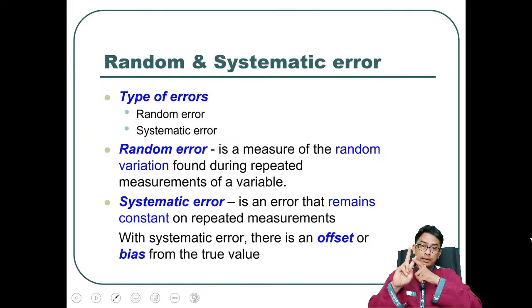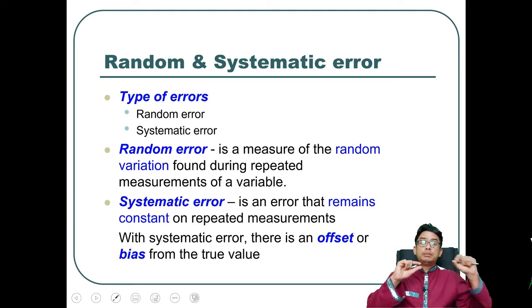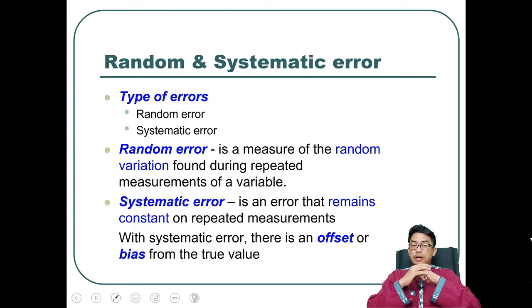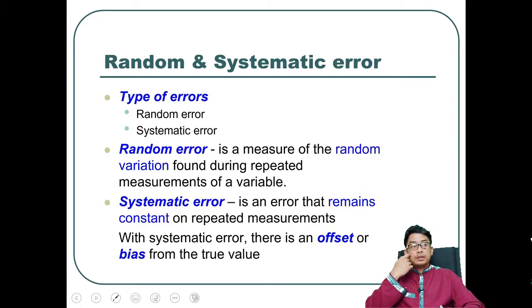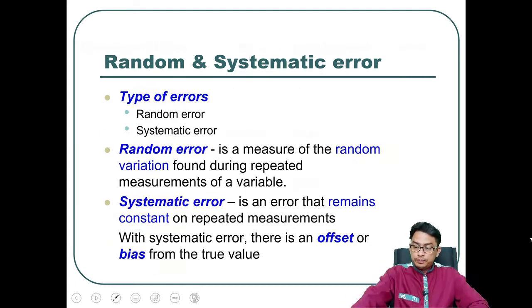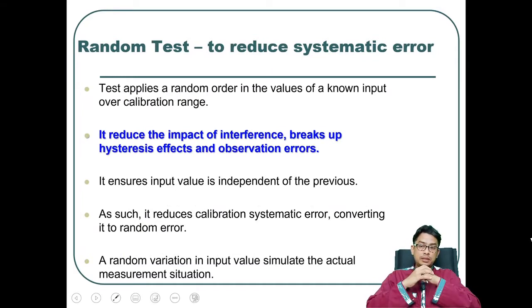We have two kinds of error, which are random error and systematic error. Random error is defined as a measure of random variation found during repeated measurement. Systematic error is an error that remains constant on repeated measurements. With systematic error, it will create an offset or bias to the true value. If I want to relate to the previous discussion, the systematic error is related to the interference, and the random error is related to the noise. It's difficult to eliminate the noise, but to reduce systematic error, there is a systematic way to do it.